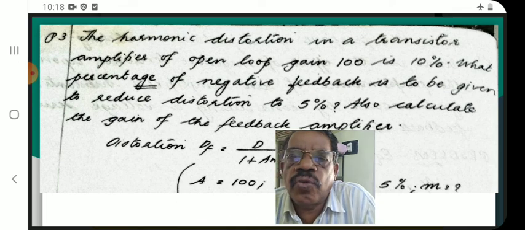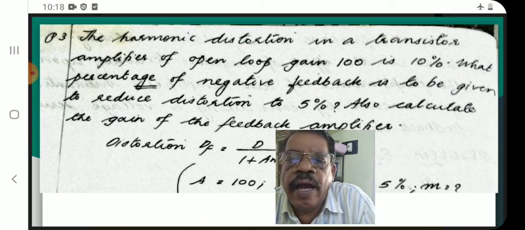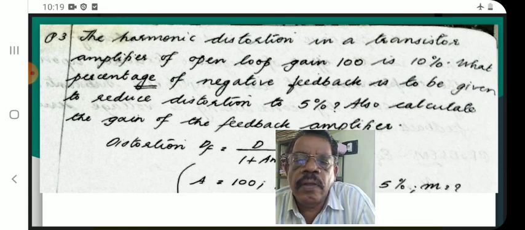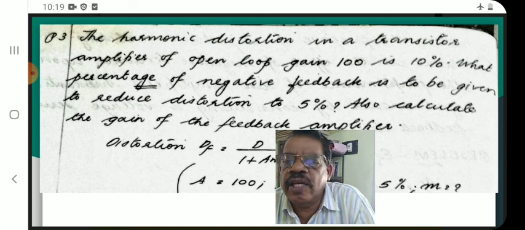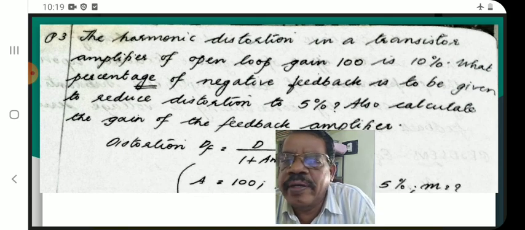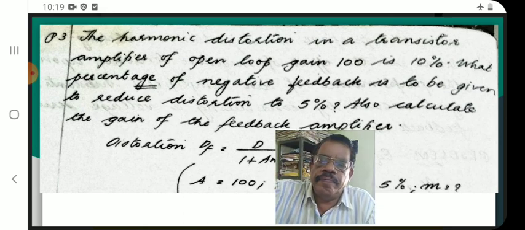The harmonic distortion in a transistor amplifier of open loop gain 100 is 10%. What percentage of negative feedback is to be given to reduce distortion to 5%? Also calculate the gain of the feedback amplifier.